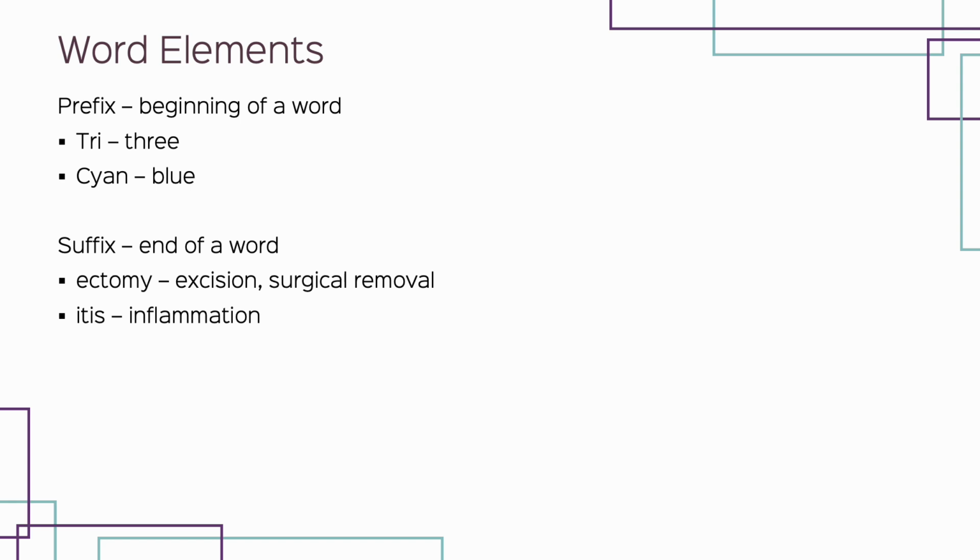A suffix is attached to the end of a word. Suffixes frequently indicate a procedure, condition, disorder, or disease. So an example of a suffix indicating a procedure is ectomy, which means excision or surgical removal. A mastectomy is the surgical removal of a breast. An example of a suffix indicating a disorder is itis for inflammation. So pericarditis is inflammation of the pericardium, which is the fluid sac that surrounds the heart.